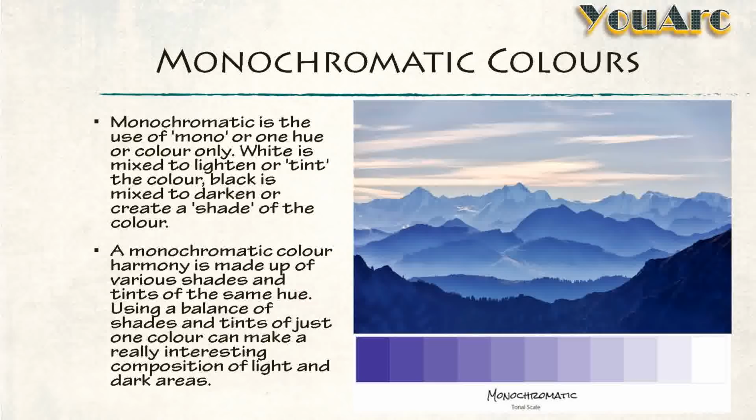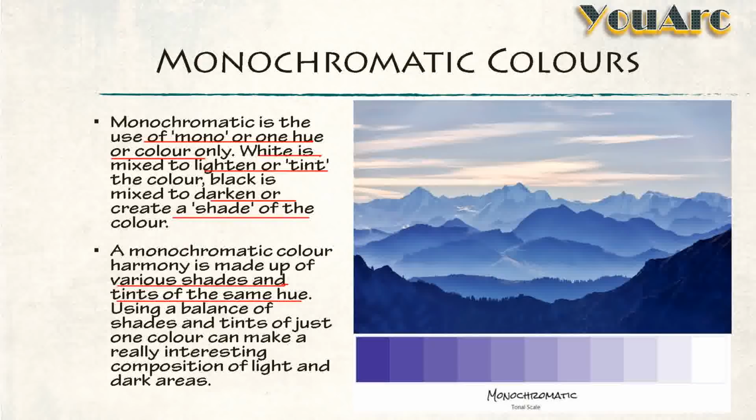Let's see what monochromatic colors are. Mono means a single hue or color only. When white is mixed with the color, it becomes lightened, a tint. When black is mixed, it becomes darkened, creating shades of the color. So a monochromatic color is made up of various shades and tints of the same hue.